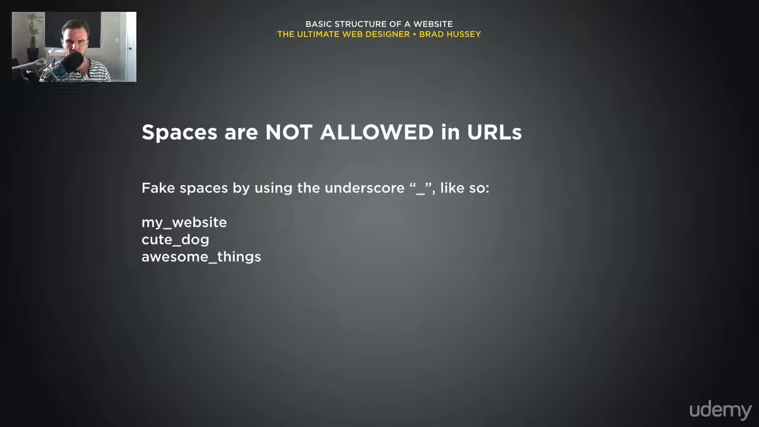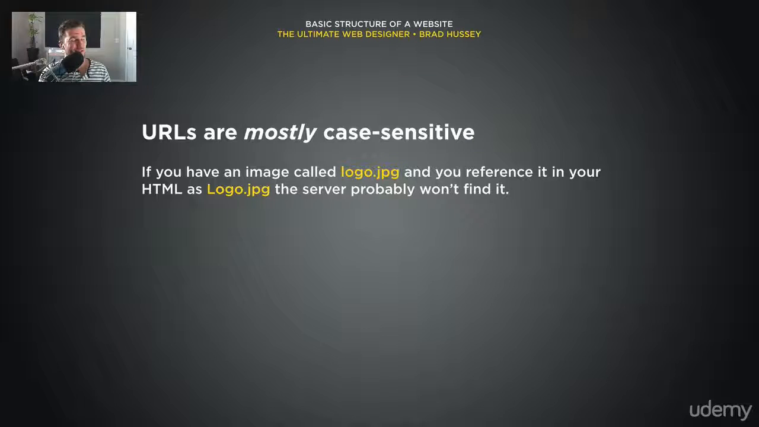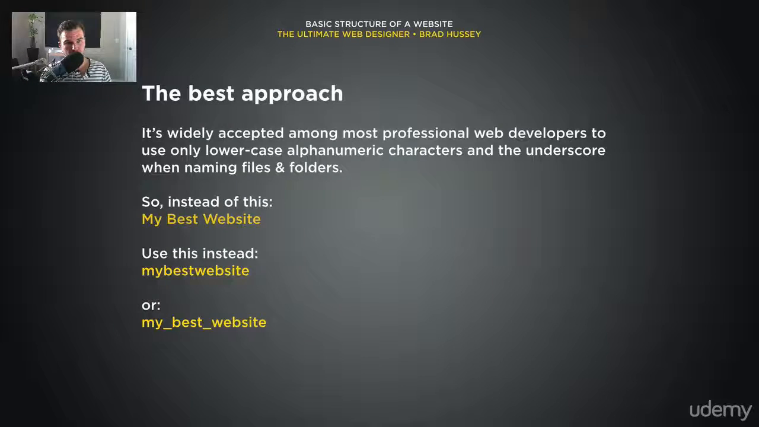Spaces are certainly not allowed in URLs. You can fake spaces by using the underscore, like so: my_website, cute_dog, awesome_things. URLs are mostly case sensitive, which means if you have an image called logo.jpg, all lowercase, and you reference it in your address bar or HTML as logo with a capital L, the server probably won't find it. The best approach, widely accepted among most professional web developers, is to only use lowercase alphanumeric characters and the underscore when naming files and folders.